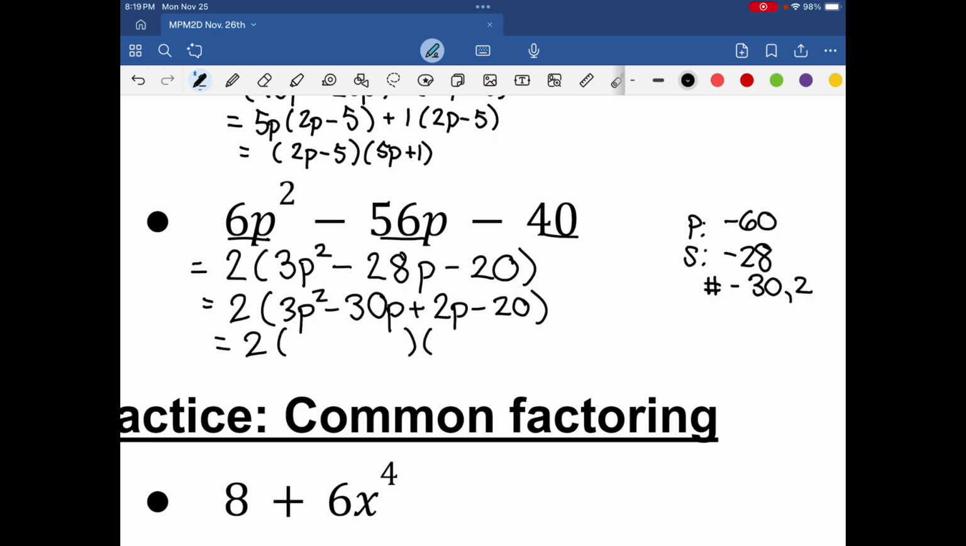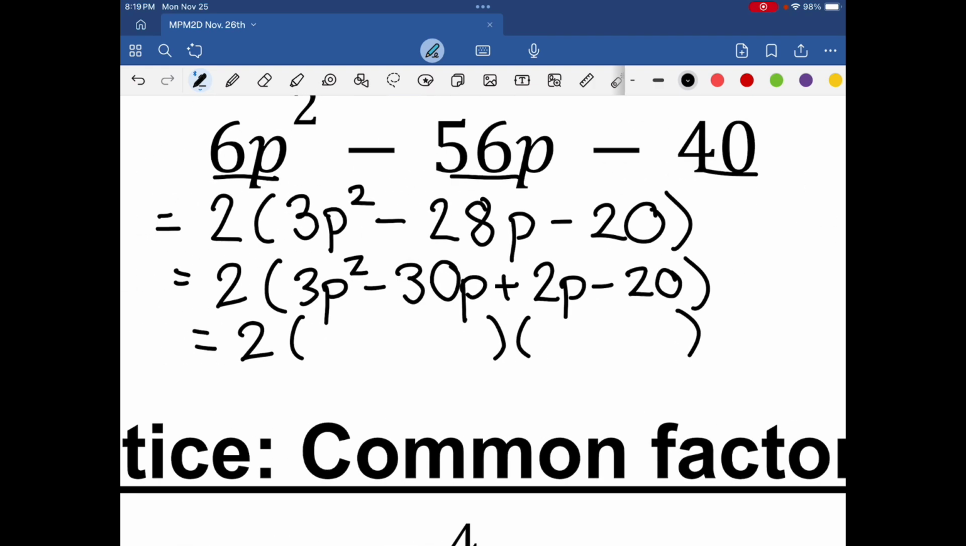I'm going to do a little shortcut. So let's see. I'm going to pull out all the GCFs in my first bracket. So the GCF between my first 2 terms is 3p. And that would leave me with p minus 10.